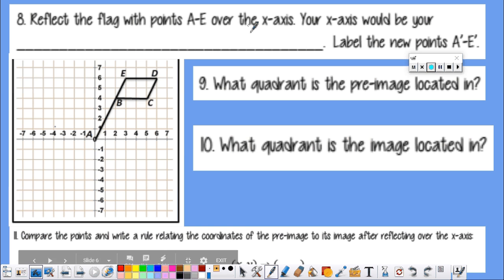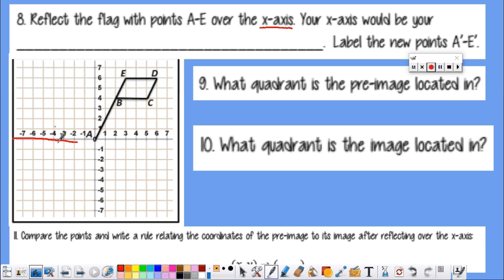Reflections. So now we're going to reflect over the x-axis. So get a new colored pencil, and now we're going to outline our x-axis. Okay, so that's the axis that goes from left to right. Very hard to draw a straight line with this little pen. I'm going to erase this part so we don't get confused about what's the x-axis and what's not the x-axis.